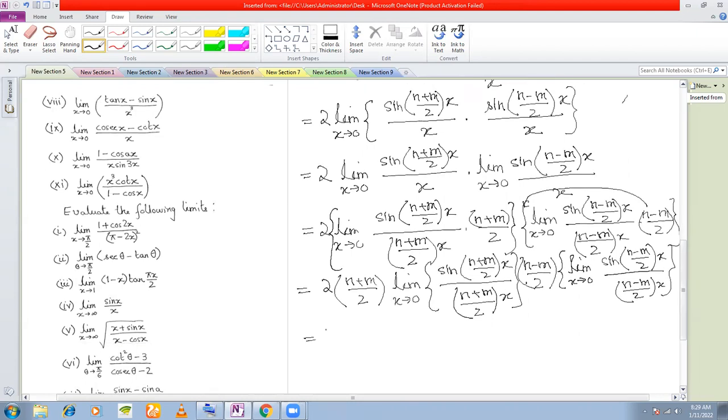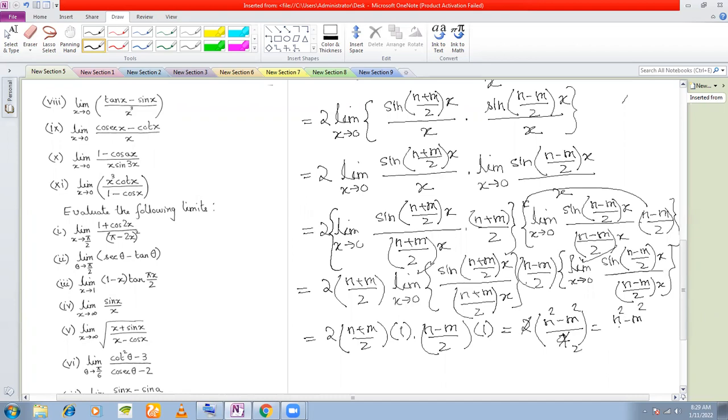Now see, you have twice n plus m by 2. The value of this limit here is equal to 1. And again you have n minus m by 2, and the value of this limit here is again equal to 1. So you're simply getting twice n plus m into n minus m by 4, it becomes n square minus m square by 4. So this cancels here, so you get n square minus m square by 2. And that's your answer. Any question?